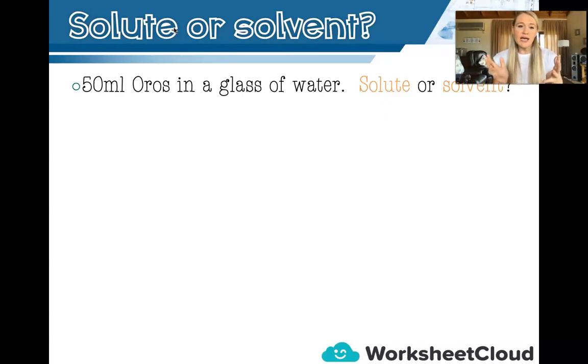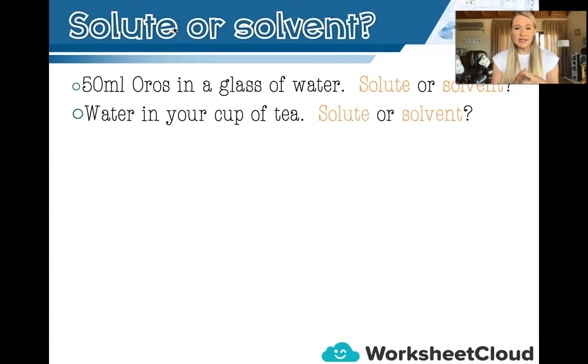So if I have 50 mils of Oros, which is a small amount, in a glass of water, and a glass, for those of you that should know, is 250 mils. So in this situation, remember, Oros is a liquid and water is also a liquid. But when I mix the two together, we have a solution, a delicious solution. So the Oros, being the smaller amount, only 50 mils, will be classified as the solute, and the water, which is 250 mils, will be classified as the solvent. Right, let's look at another example.